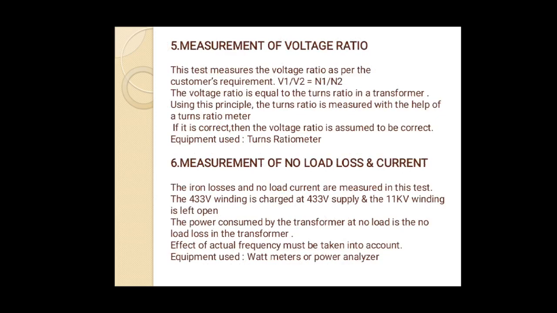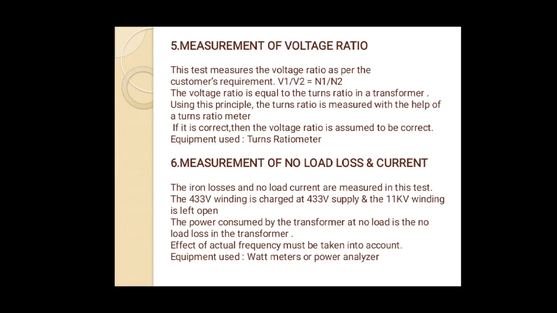Fifth one is measurement of voltage ratio. This test measures the voltage ratio as per customer's requirement. V1 upon V2 is equal to N1 upon N2. The voltage ratio is equal to the turns ratio in the transformer. Using this principle, the turns ratio is measured with the help of a turns ratio meter. If it is correct, then the voltage ratio is assumed to be correct. Equipment used is a turns ratio meter.